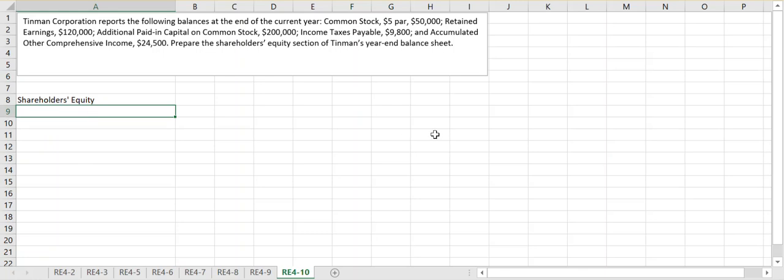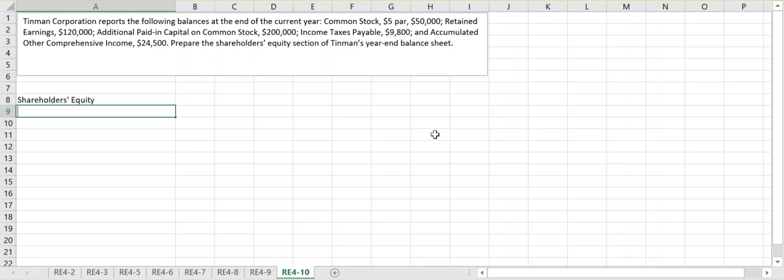Looking at the accounts that they've provided to us, we know that income taxes payable would not be part of our shareholder equity section. That would actually be in our current liabilities. What we're going to include in here is all of the components that relate to our shareholders. If we had preferred stock, we'd list that first. In this case, we only have our common stock.